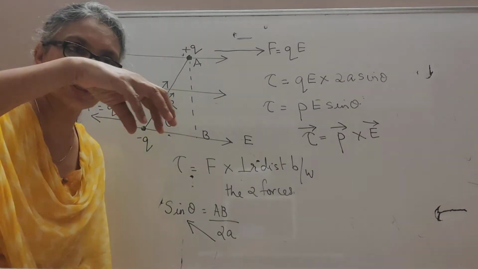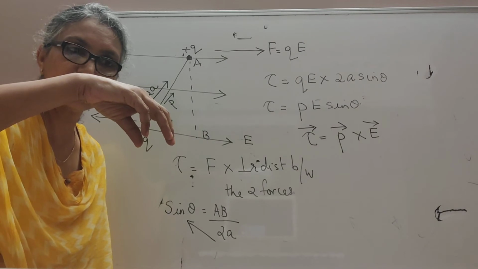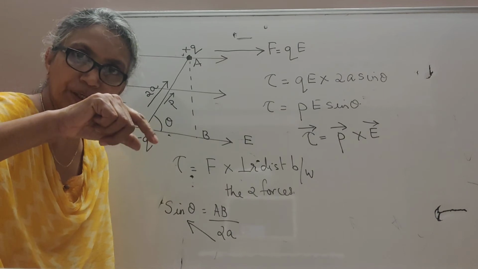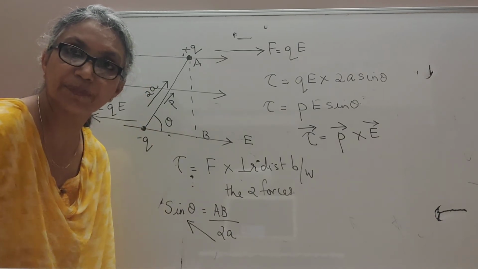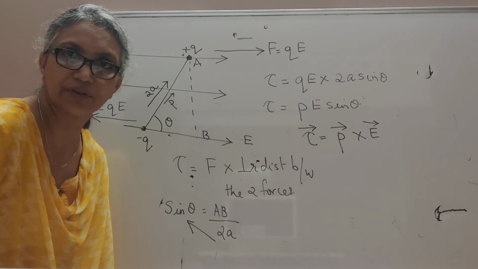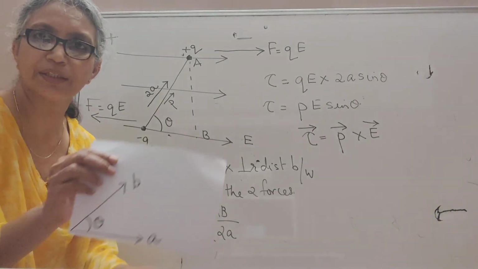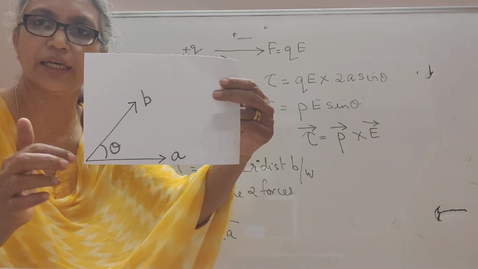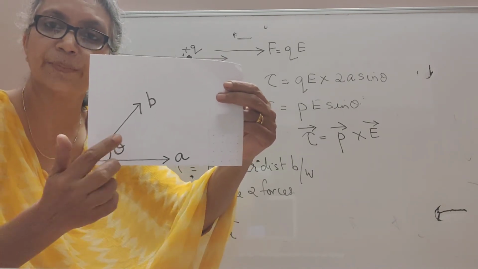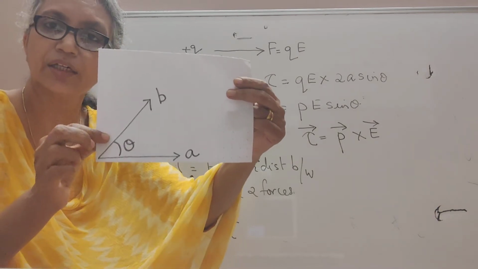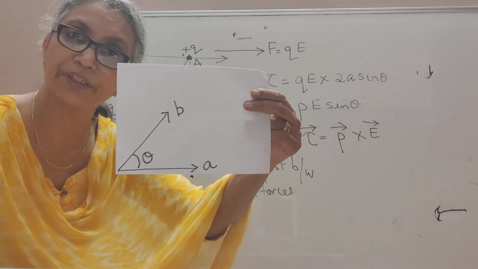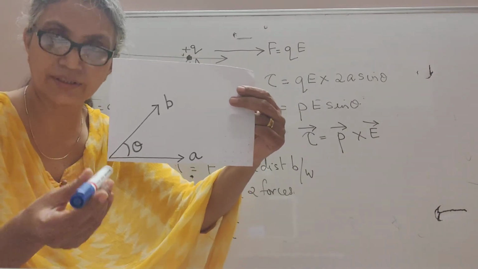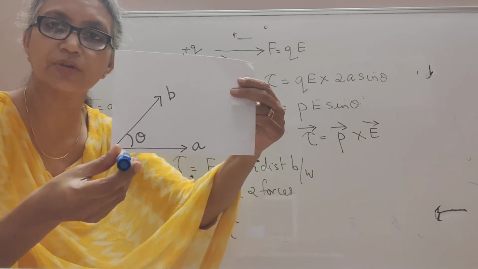That is, if you hold a screw in your right hand, when you turn the head of the screw in the direction of A to B, the direction in which the tip moves will be the direction of the resultant vector. Basically, I think I've explained it like this for you. If you have two vectors A and B, maintaining an angle theta between them, the cross product will always be perpendicular to the plane containing A and B. That means your resultant will be perpendicular to the plane.